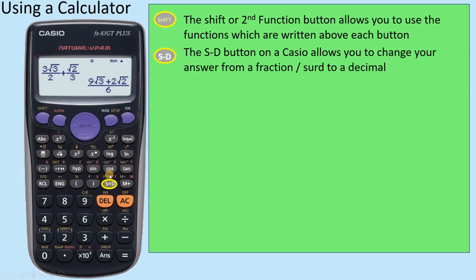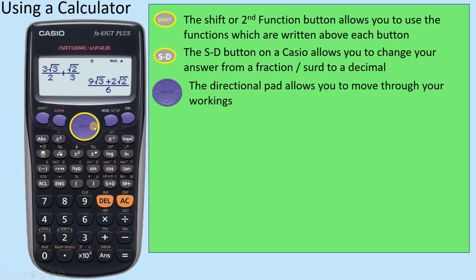The SD button turns your answer from a fraction or a third into a decimal. So if your answer comes up with something with pi, or maybe it's a third, and you want to turn it into a decimal, then that's what that button does. This one, the direction pad, is useful if you're trying to manipulate your questions or what you're putting in. It might be you're using the quadratic formula and you want to change one of the numbers. The direction pad allows you to move through your working and change it, maybe put a plus or a minus in there. Left and right, and up and down, it just moves you across the screen.